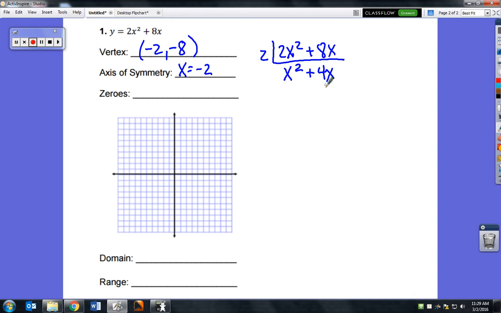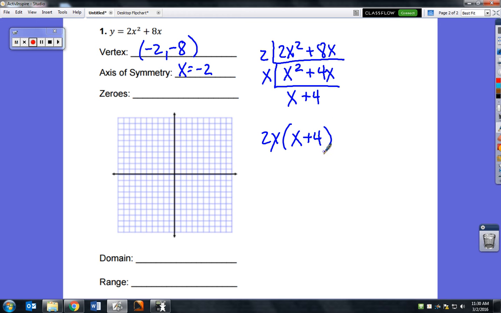So we're almost done. I still really can't work with that just yet. I can, however, take out something else from each term. Each term has an x, so I'm going to divide it by x. X squared divided by x is x. 4x divided by x is just 4. Now I can't take anything else. There's not any other common factor between x and 4. So my factors are 2x and x plus 4.